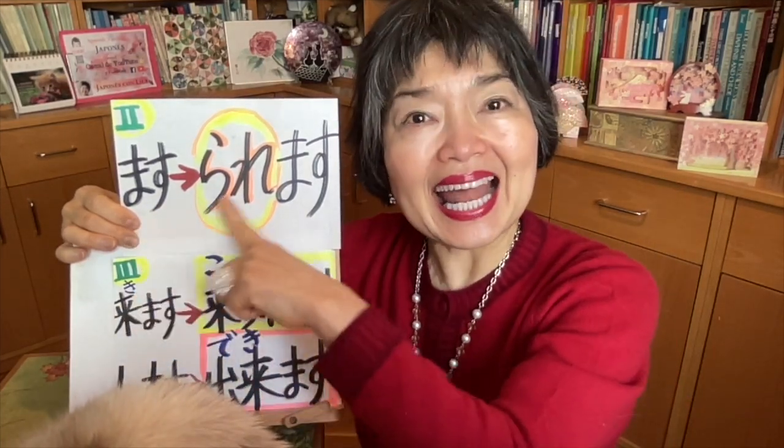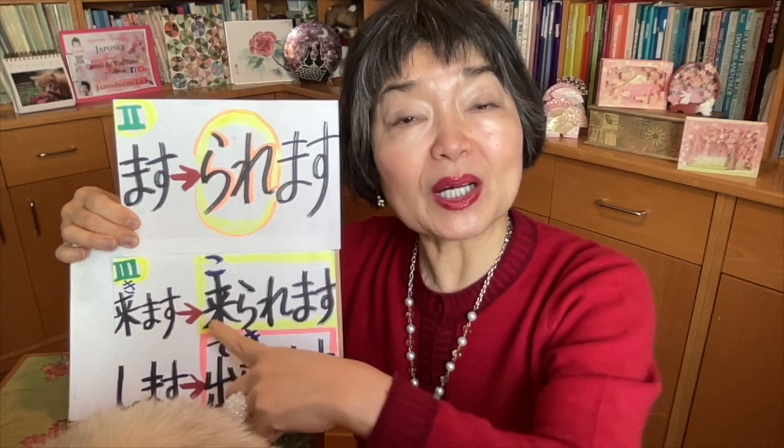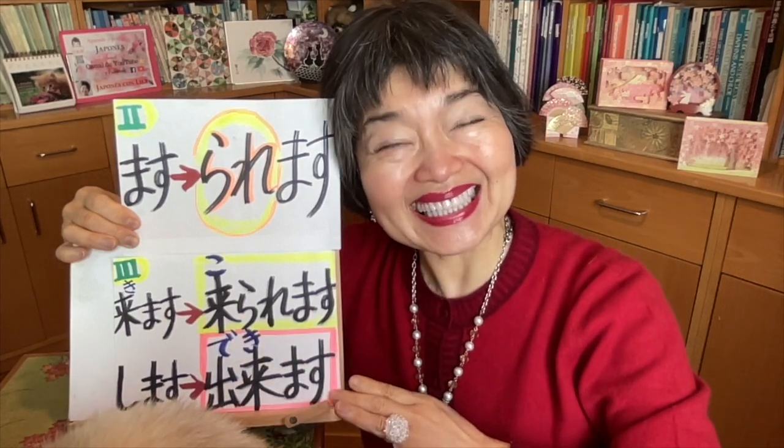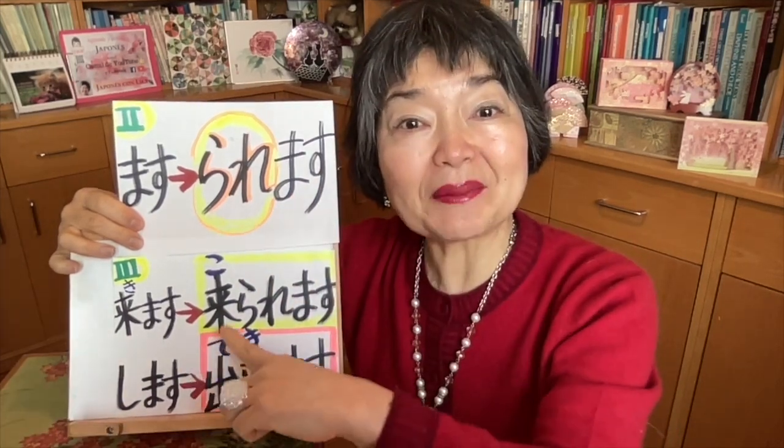Do you remember in the potential verbs, in the second group, all of them, instead of ます, it's gonna be られます. And the third group, one of them, 来ます, and this is gonna be 来られます, right? These are really the correct way. So you must answer like this in the JLPT exam, with られます in the second group and 来ます、来られます in the third group, okay?